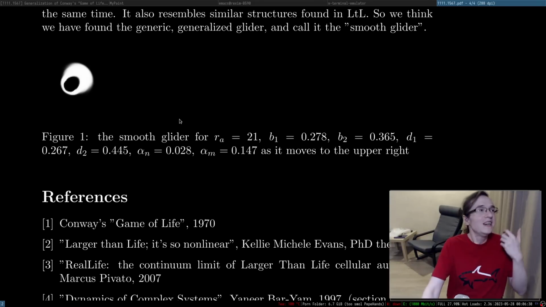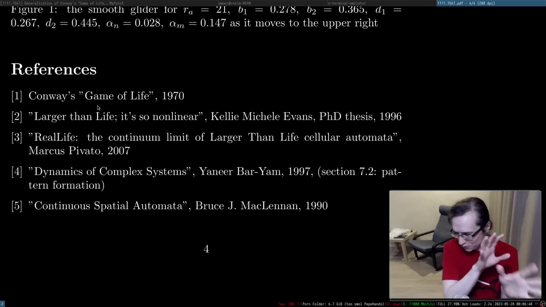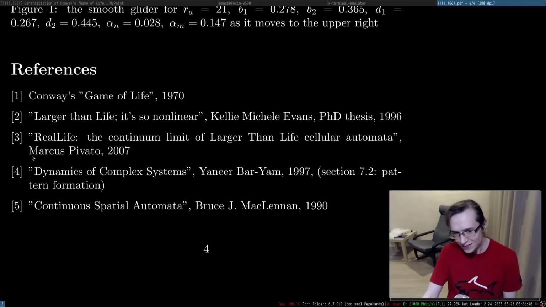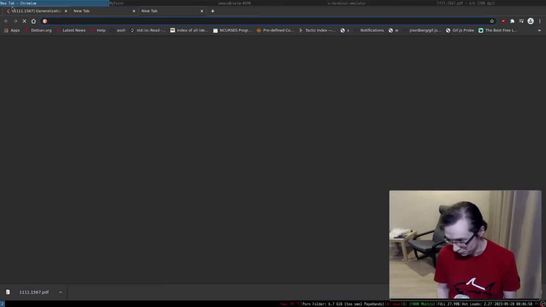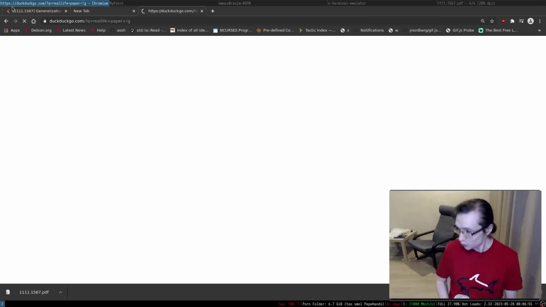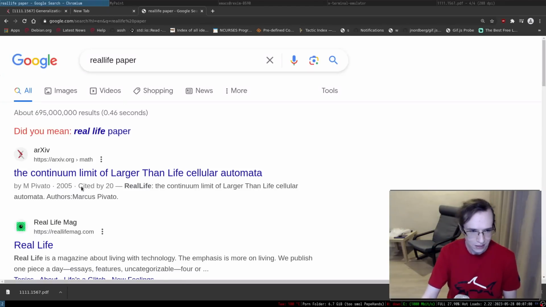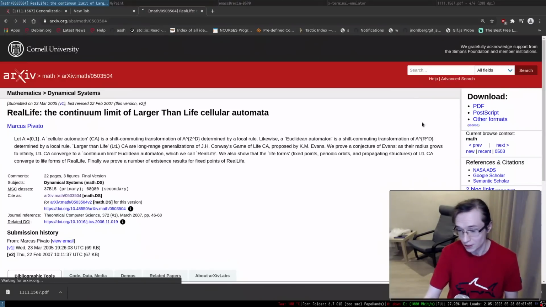Maybe they are referring to something in one of those papers. By the way, I read some of these papers. Have you guys seen a real life paper? You think integrals are scary. I'm going to show you a real life paper. You thought that the linear paper is scary. Look at that. Yeah, continuum limits larger than life, blah, blah, blah. I'm going to show you something.